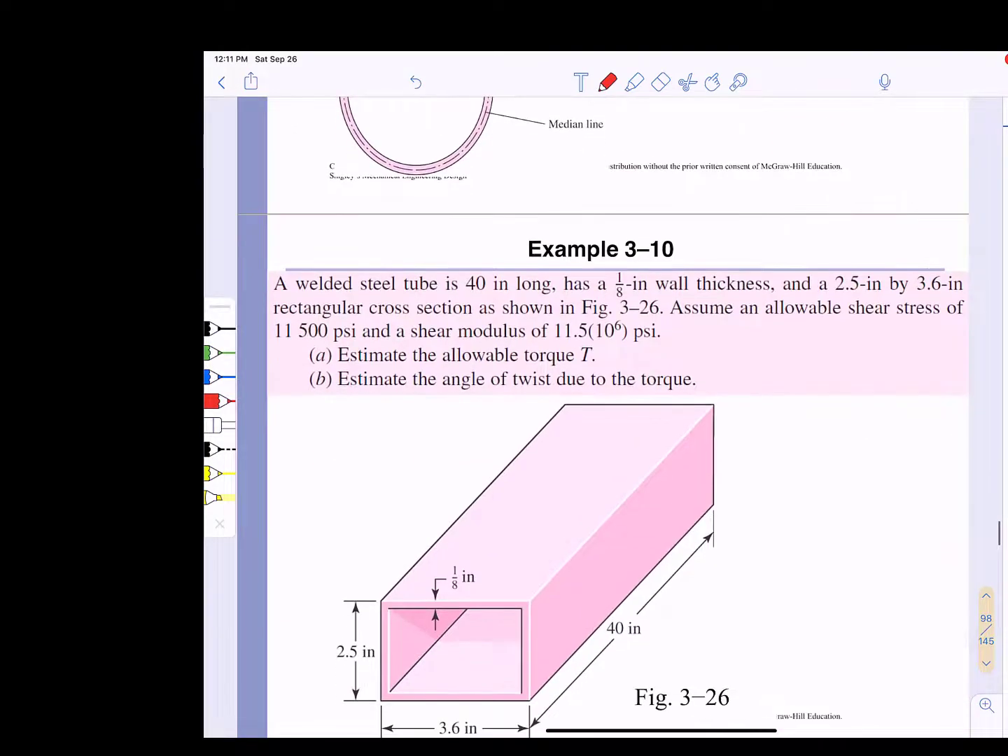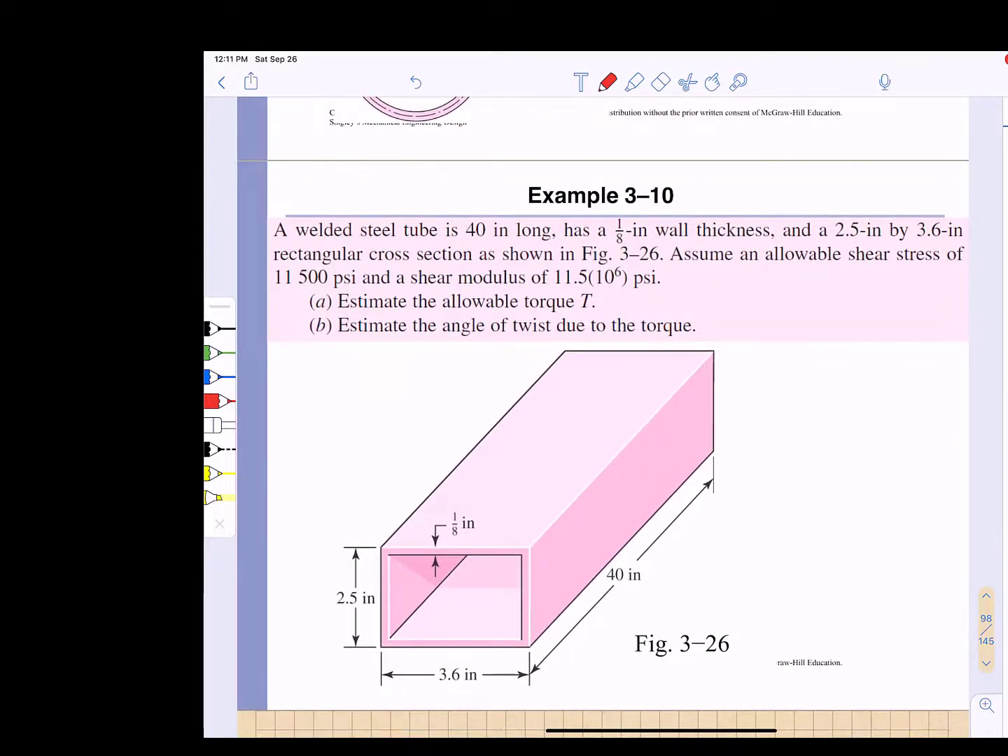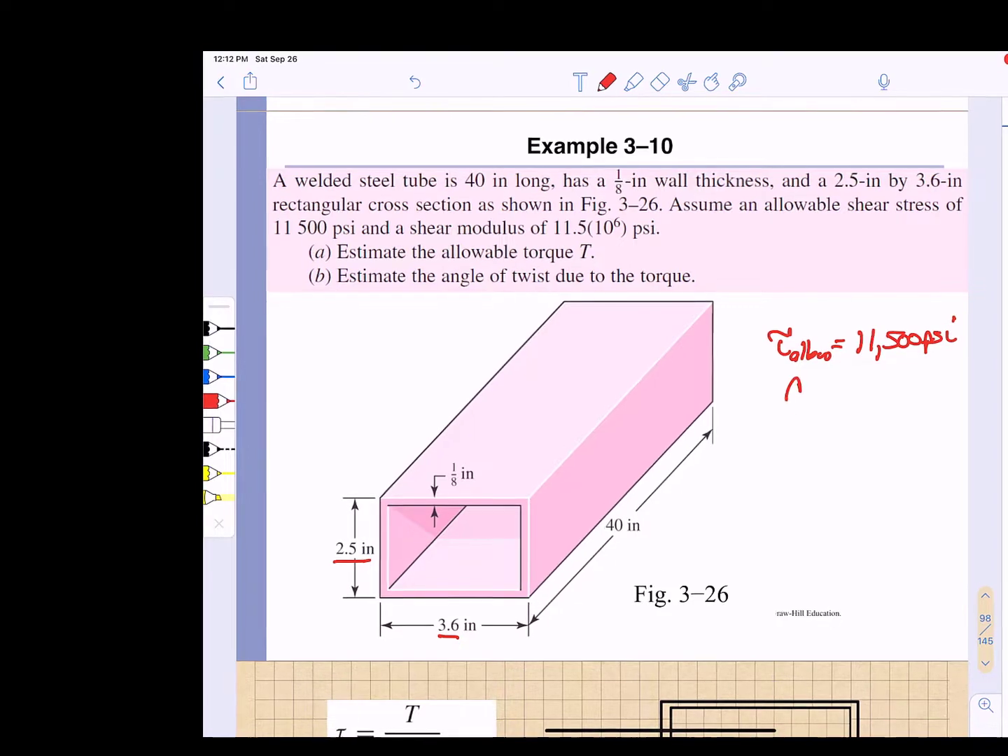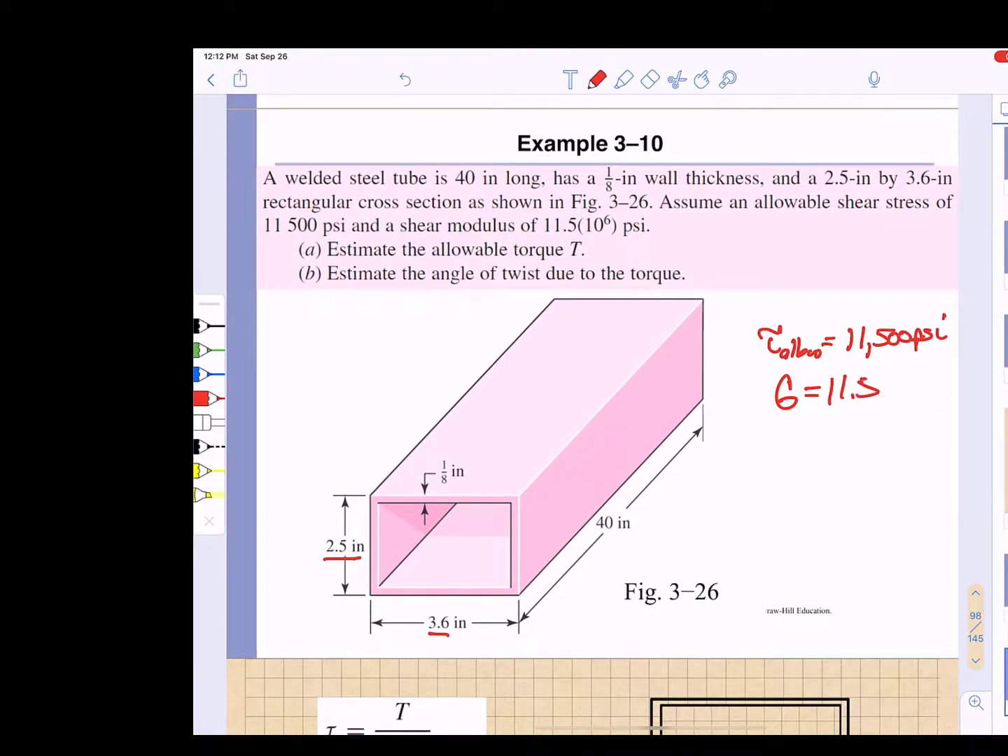So now what we're going to do is take a look at an example. We're going to look at a welded steel tube that is 40 inches long. It has a 1/8 inch wall thickness and a 2.5 by 3.6 inch outer cross-sectional dimension. We're going to assume an allowable shear stress of 11,500 psi and a shear modulus G of 11.5 times 10 to the 6th psi. What we want to find is the allowable torque that can be applied to this cross-section and the angle of twist theta under that torque T.